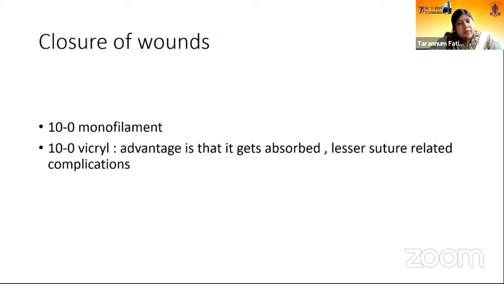The closure of the wound can be done with a 10-0 monofilament or a 10-0 vicryl. The advantage of using vicryl is that it gets absorbed and there are lesser suture-related complications.